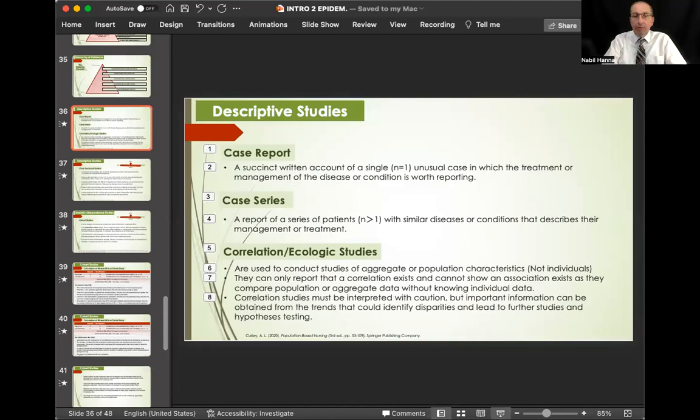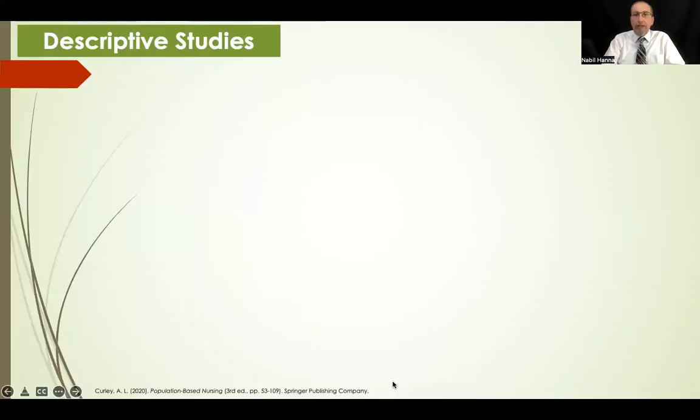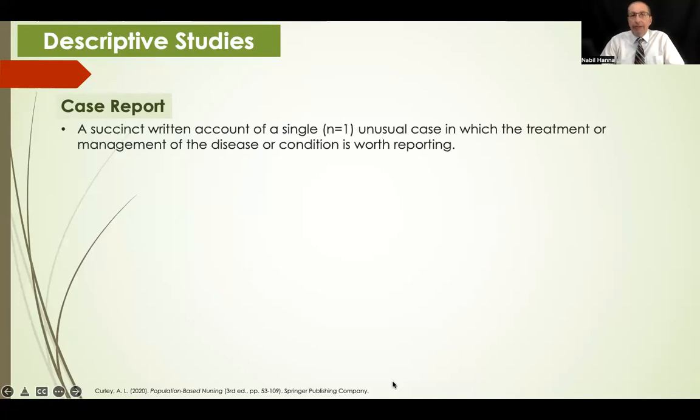So now let's start talking about the individual studies one by one, talking about the most important characteristics of each. And we will start with descriptive studies and start with the simplest type of descriptive study, the case report. It's a succinct written account of a single unusual case.